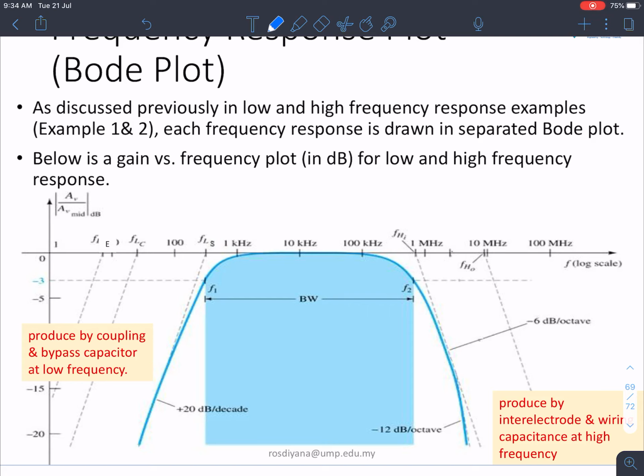the FLE, this is the asymptote for the FLE, and then FLC, then FLS. So now FLS is the cut-off frequency because it has the highest value compared with FLE and FLC.